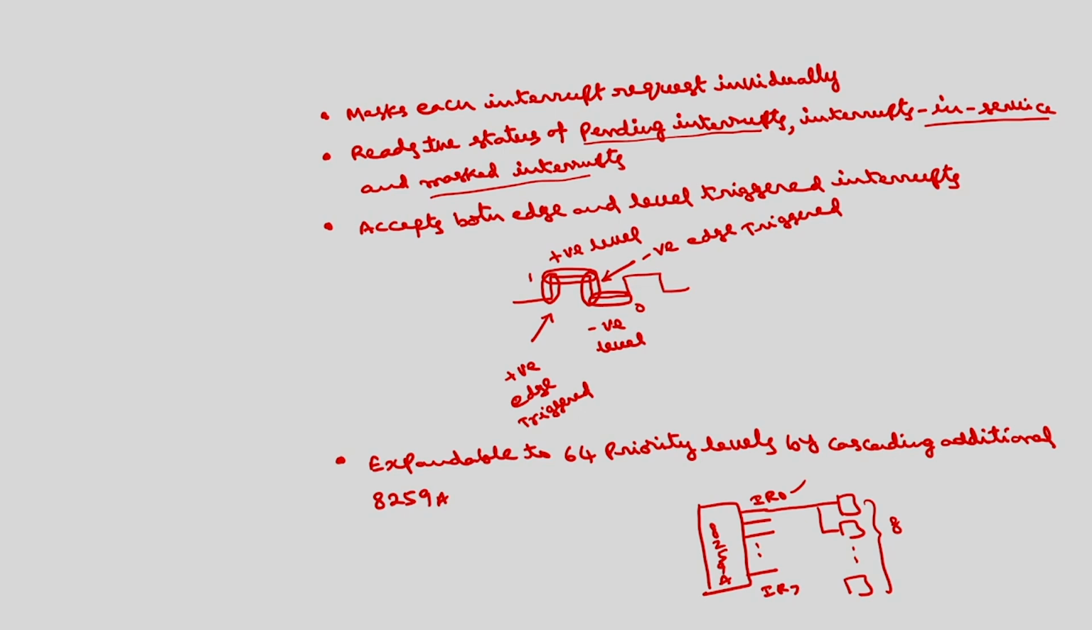Now, coming to the interrupt process, what is the interrupt operation, how will this interrupt operation take place, what are the steps in this interrupt process. What is the step by step procedure for interrupt operation. First, you have to initialize the 8259A. Step 1 is initialize the 8259A.